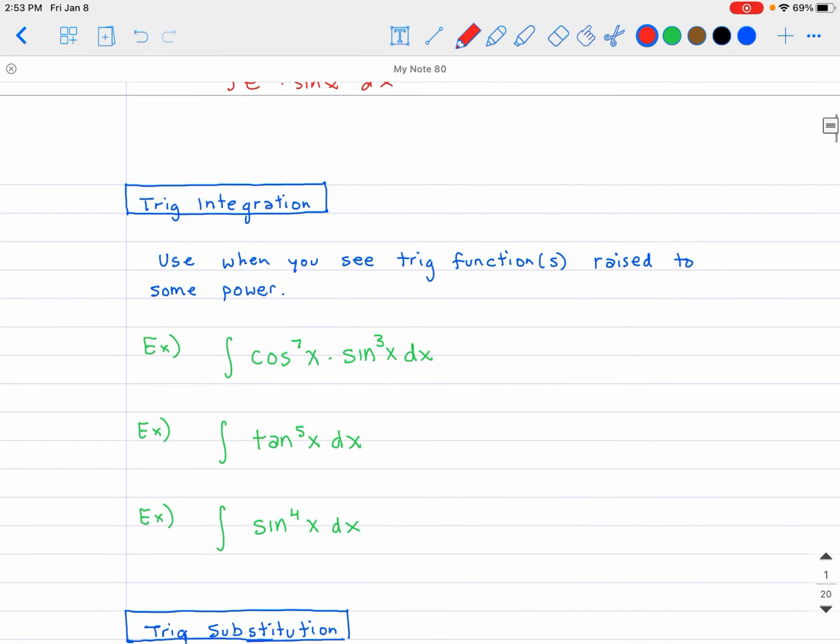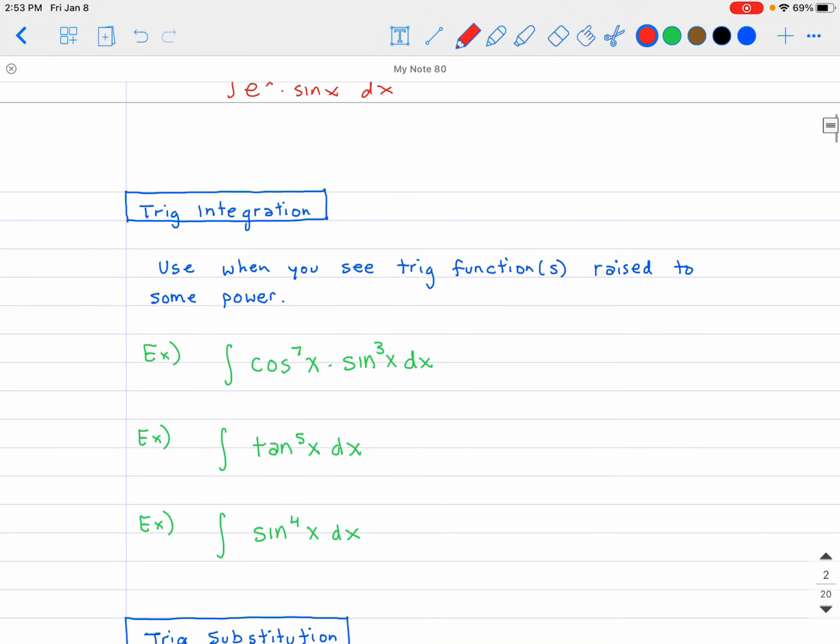So technique number 3 for integration is called trig integration. This one is when you see a trig function or trig functions raised to some power. So for example, over here, you can see my 3 examples. They all involve some sort of trig function with some sort of exponents. So the strategy here is to diminish one of the exponents, so that then maybe you can use a u substitution.